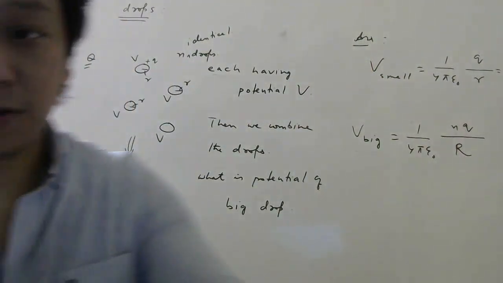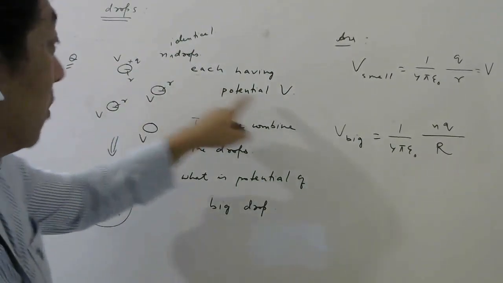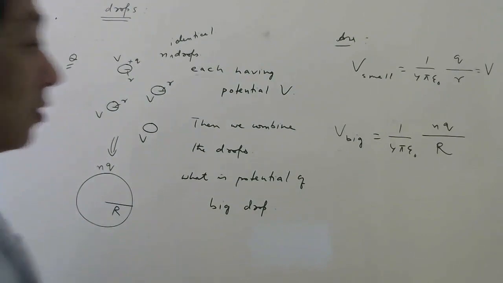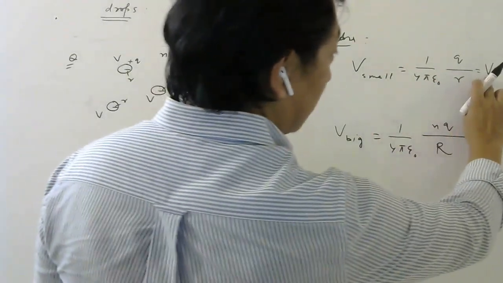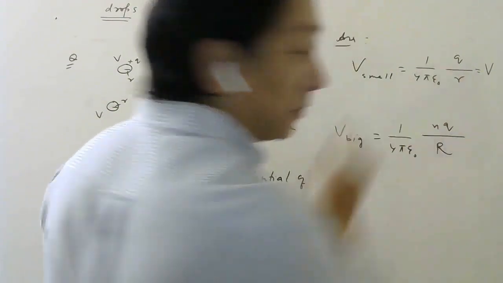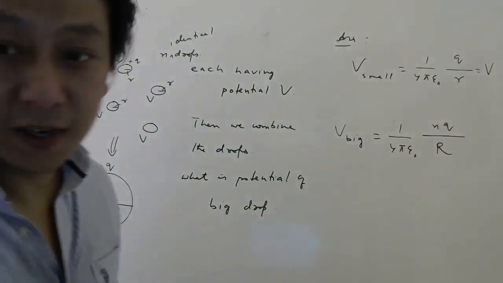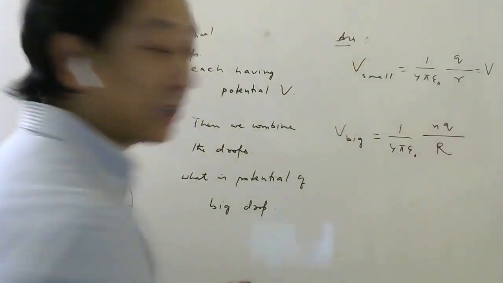And V was given in the question, right? The potential of the small drop is not visible, right? The potential of the smaller drops was given as V. So now in order to write this potential in terms of the given V, I need to relate this capital R with this small r. Once I relate it, then it will be very easy. So I have to relate the bigger radius with the smaller radius. How will I do that?